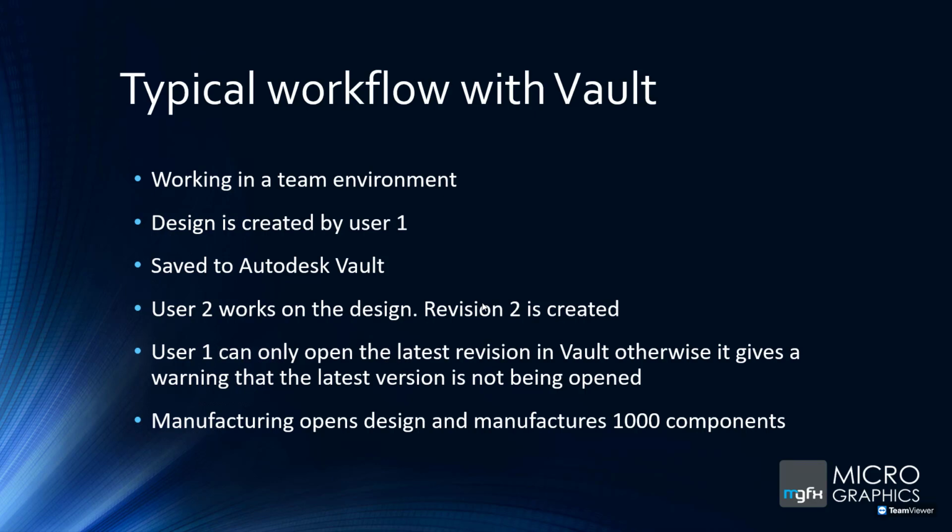So when I come and open up the design again, if I try to open what looked like my design, Vault would actually tell me, this is not the latest design you're trying to open. Would you really like to open this? So then I know someone's made a design change. I can go check in the comments what changes have been made. Then I open up the new design, make my changes, and when manufacturing goes into the Vault, they only see the latest design.